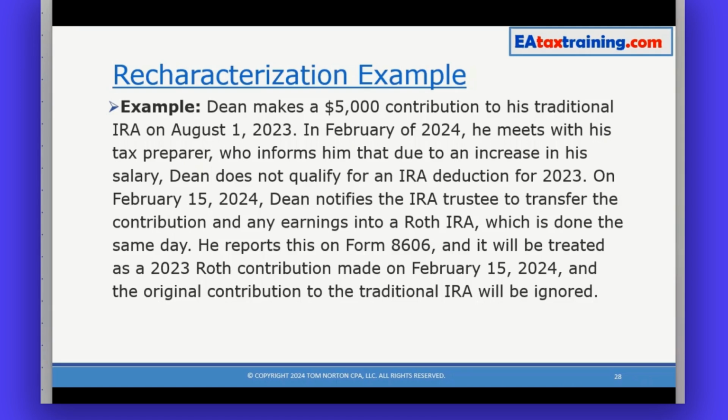And of course, as we mentioned, it could go the other way. Maybe they set up a Roth and you talk to them and they'd rather make a deductible IRA contribution. So in that case, you could go ahead and recharacterize it the other way into a traditional IRA, and then they could take the deduction for making that contribution for the year.